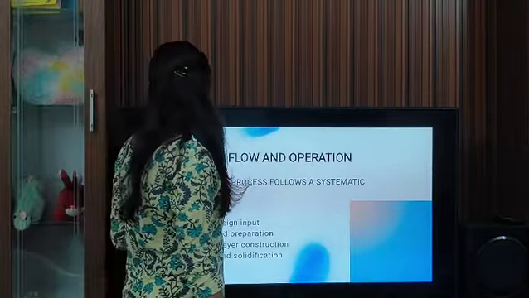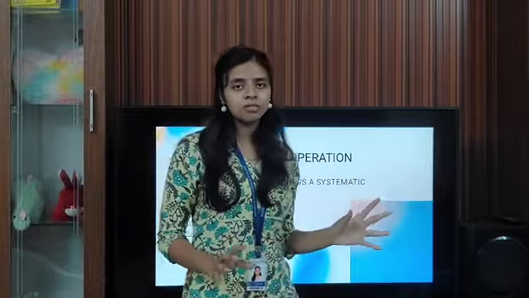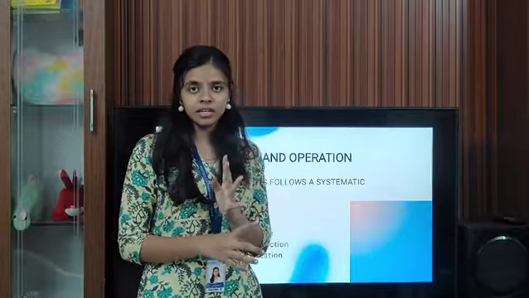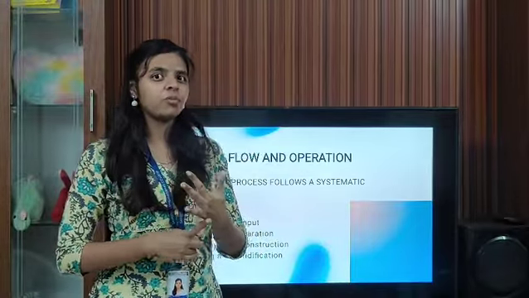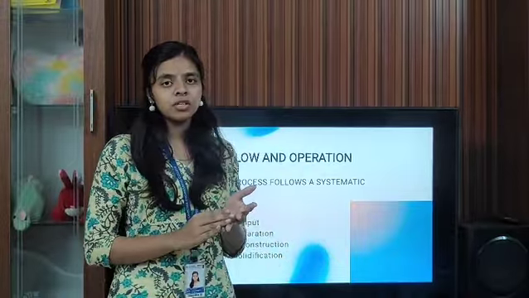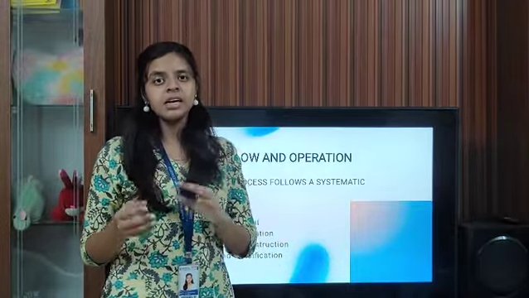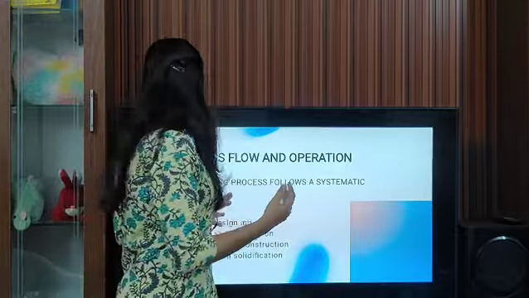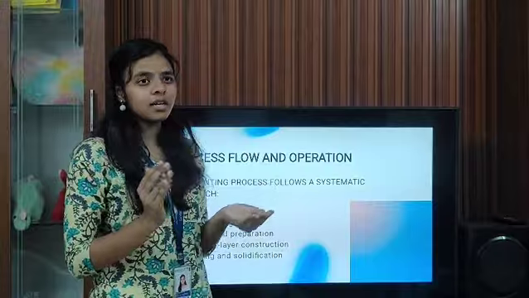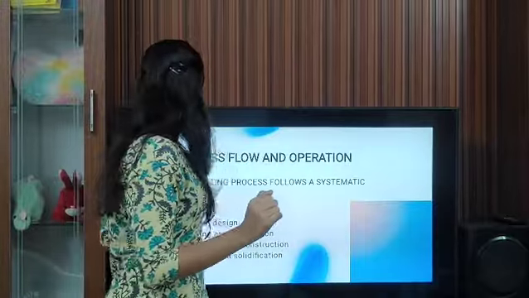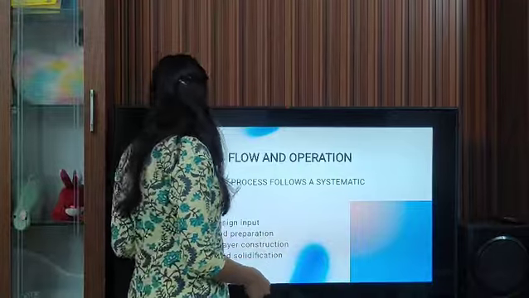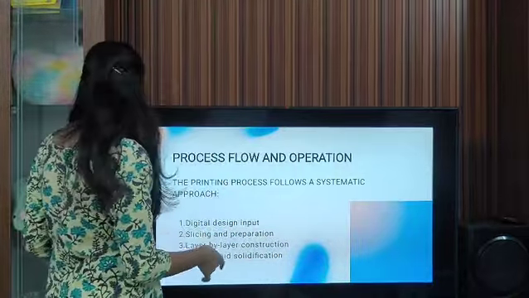Process flow and operation. The printing process follows a systematic approach. Digital design input: the design is created in a design platform like CAD software. Slicing and preparation: the slicing of the object takes place and then G code is formed. Layer by layer construction: then the object is constructed layer by layer. Cooling and solidification is the last process, and then sanding and finishing may take place.